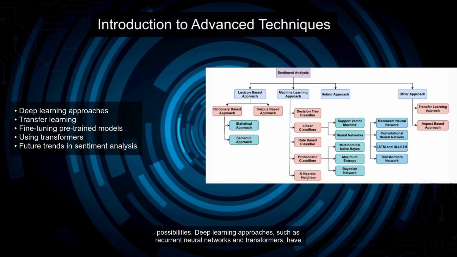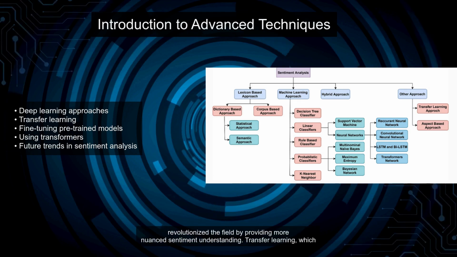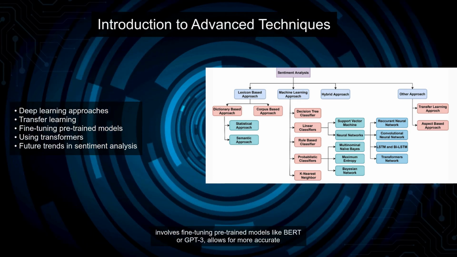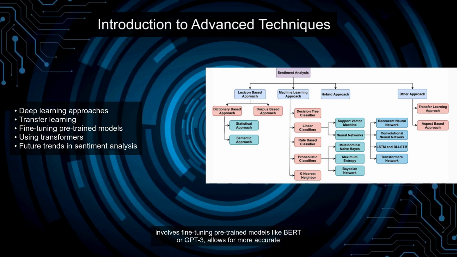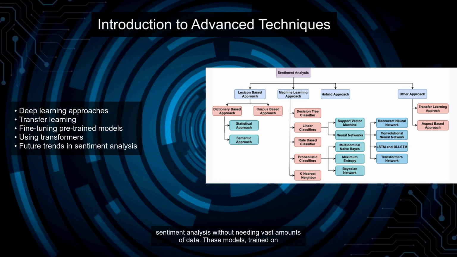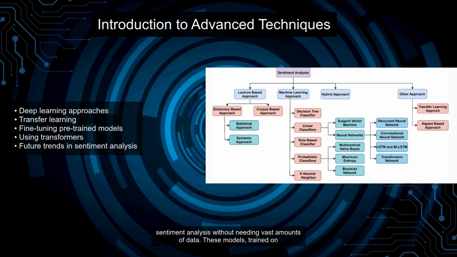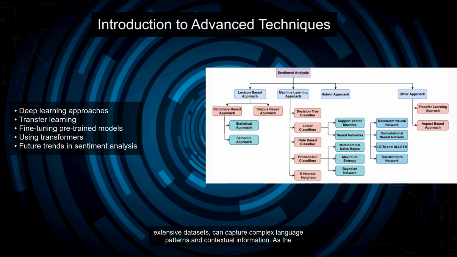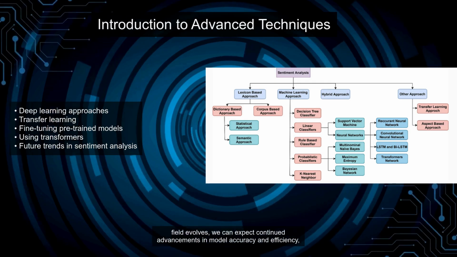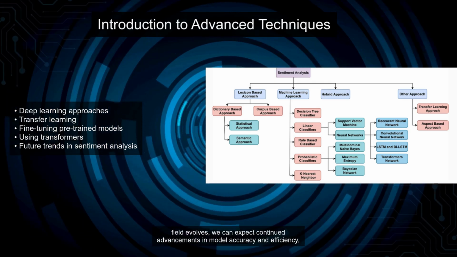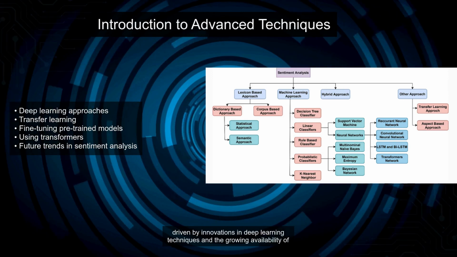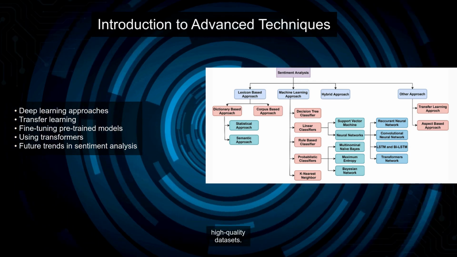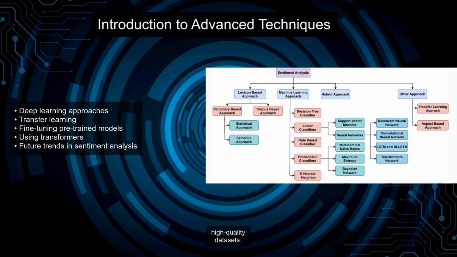Deep learning approaches, such as recurrent neural networks and transformers, have revolutionized the field by providing more nuanced sentiment understanding. Transfer learning, which involves fine-tuning pre-trained models like BERT or GPT-3, allows for more accurate sentiment analysis without needing vast amounts of data. These models, trained on extensive datasets, can capture complex language patterns and contextual information. As the field evolves, we can expect continued advancements in model accuracy and efficiency, driven by innovations in deep learning techniques and the growing availability of high-quality datasets.